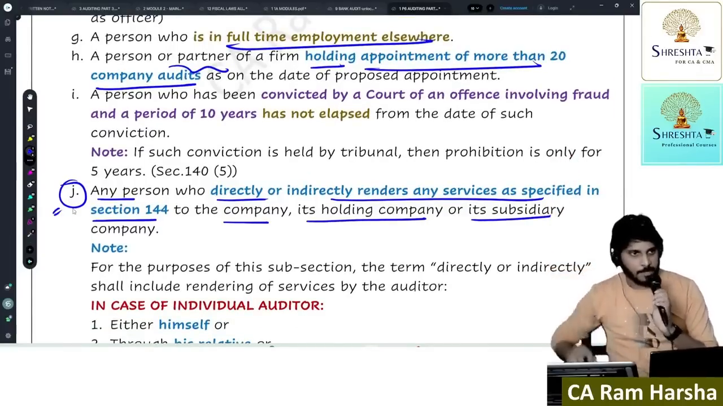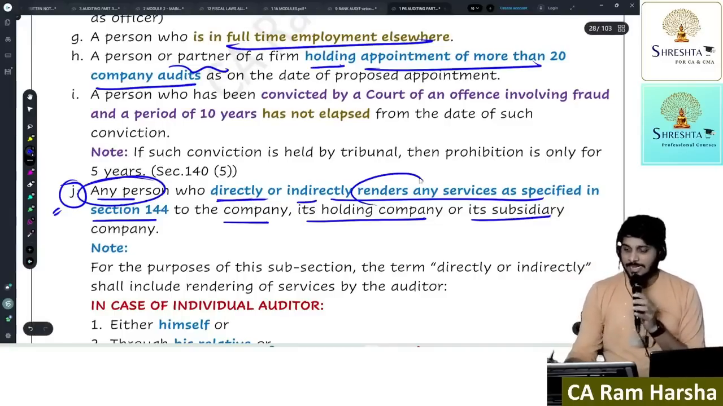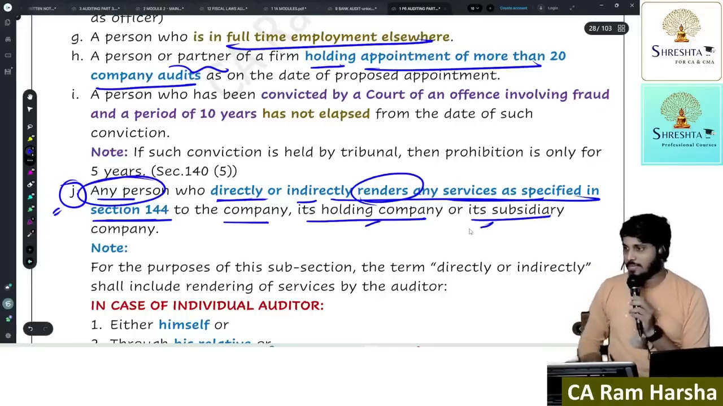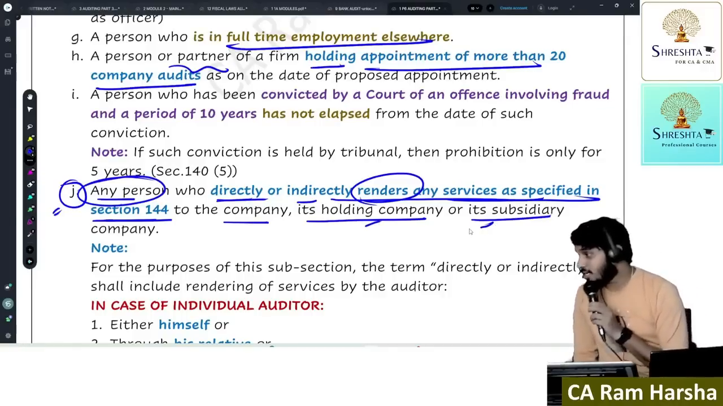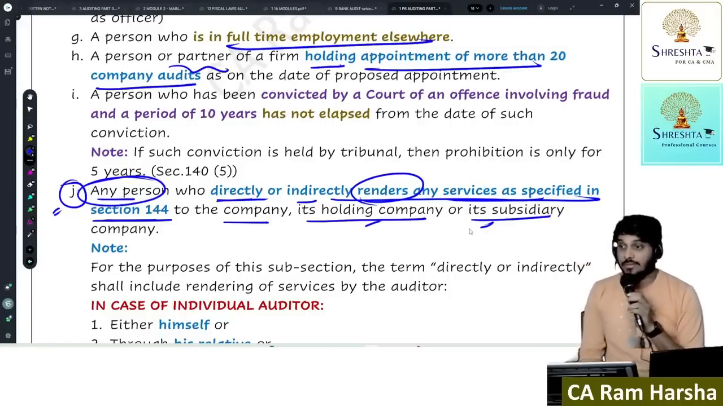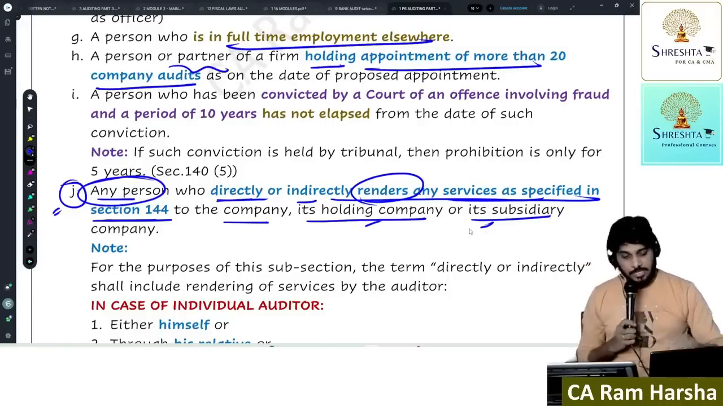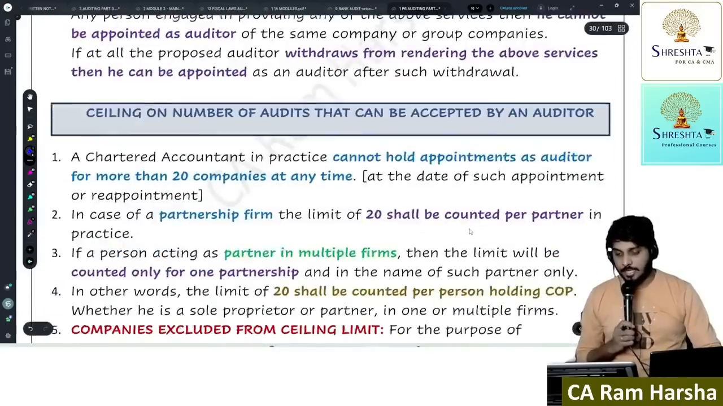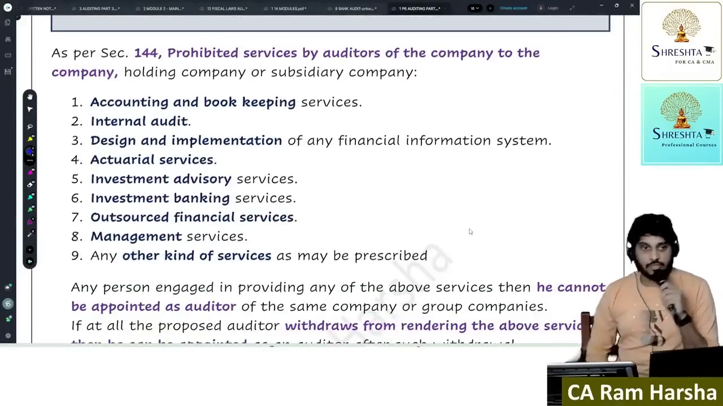Major I covered. Now, if a person directly or indirectly renders any services under 144 to the company, holding company, or subsidiary company, you are disqualified. What services, if you render, will disqualify you? 144 services are called prohibited services. What do you mean by prohibited services? See, these are the prohibited services. They will ask you a straight question on this, a 4 marks question.